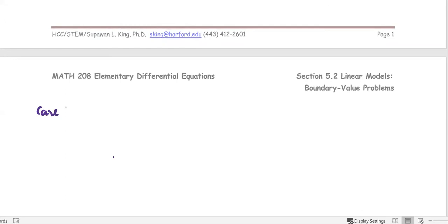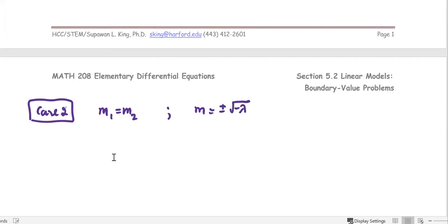So case 2, that m1 equals m2. From the solution of the auxiliary equation, m equals plus minus square root of negative lambda, right? That means if we look for the case that m1 equals m2, that gives us negative lambda must be 0, or we say lambda equals 0. If lambda equals 0, m is going to be 0, 0. Only in this case do you have a repeated solution.